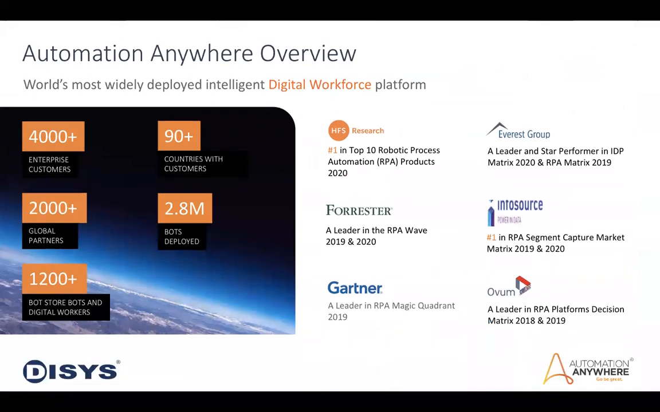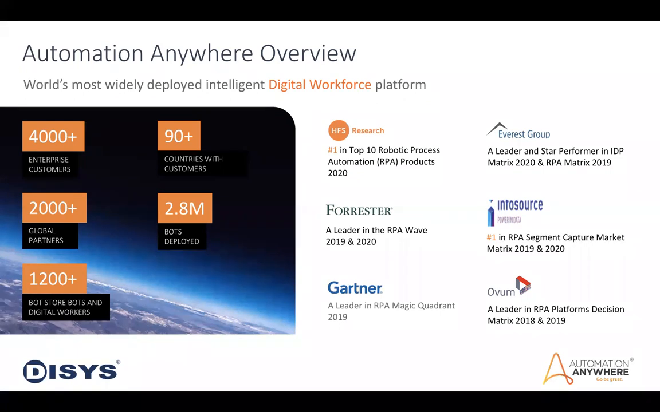Just a quick snapshot about who we are talking to. Automation Anywhere are leaders in robotic process automation. They have more than 4,000 enterprise customers and presence in 90 plus countries. 2.8 million bots have been deployed in various enterprises, and they have 1,200 plus bots readily available.